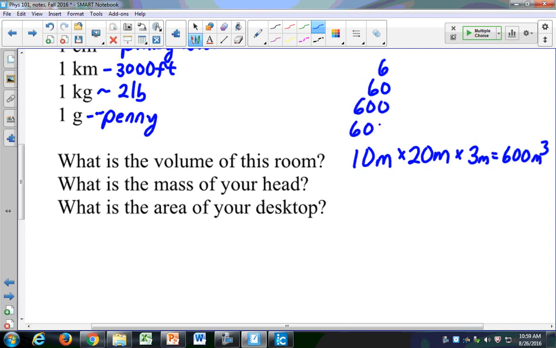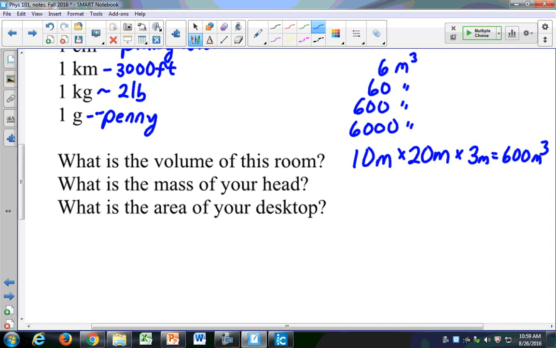Or is it 6,000 cubic meters? So those would be the options that you would have on the test for something like that. Is it 6, 60, 600, or 6,000? And then you would say these answers are just not reasonable at all, but this is the only reasonable answer. So if you have any idea what those measurements are, you should be able to pick out which ones are reasonable and which ones are not reasonable.